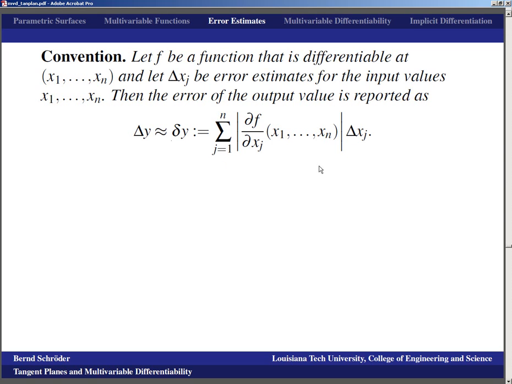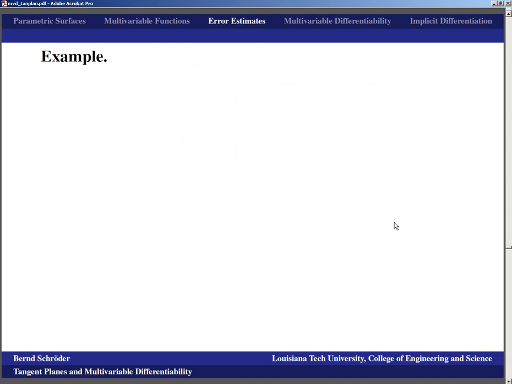That makes sense because the delta xj is an estimate as to how far away you could be with your inputs from the input point x1 through xn. We have just seen in the linear approximation that the partial derivatives act as magnification factors for these potential disruptions. We have to take these as absolute values because we don't know whether or not the errors in the various directions cancel out. Of course, we hope that they do, but we cannot assume that they do.